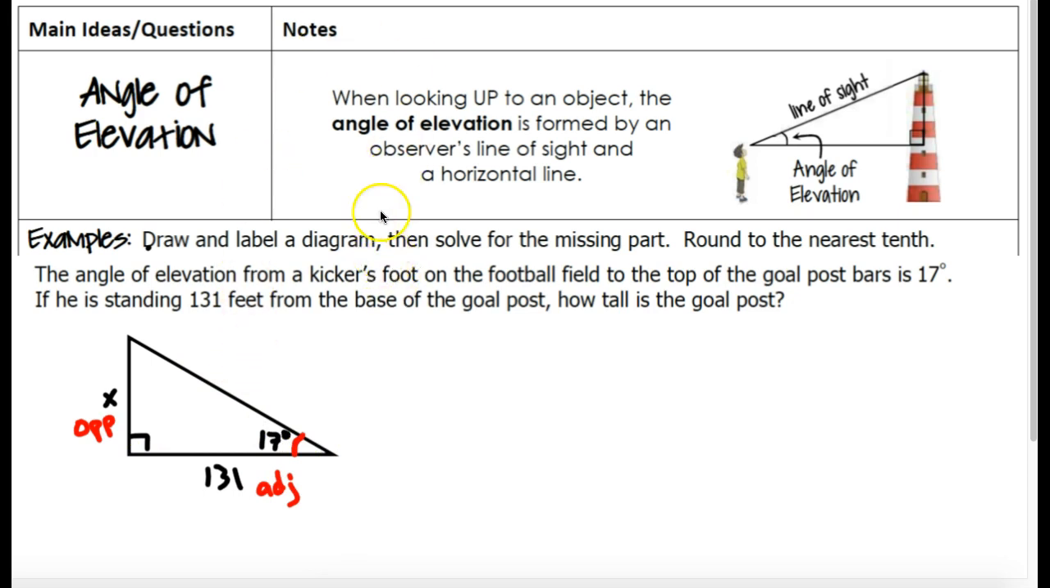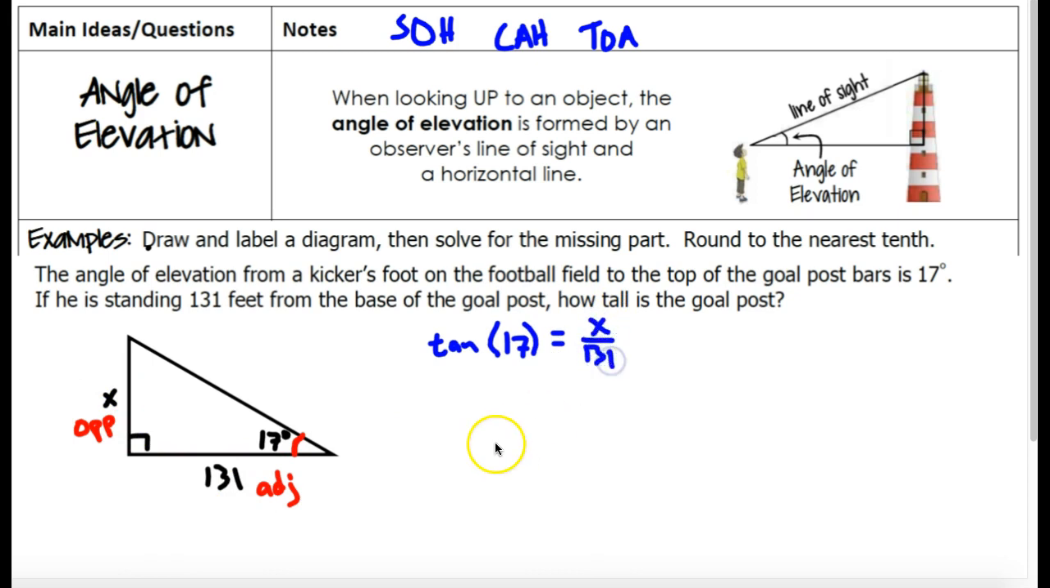So now we have to choose which trig function to use. So remember, that's SOH CAH TOA. So here we're dealing with opposite and adjacent. The trig function that deals with opposite and adjacent is tangent. So my setup here would be tangent of the angle, tangent of 17 degrees, equals opposite over adjacent. So x over 131. Then, to solve this equation for x, all I need to do is multiply both sides by 131.